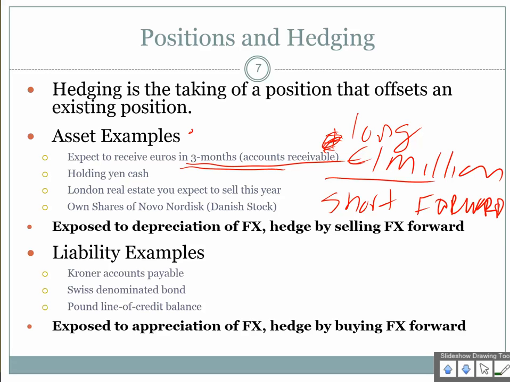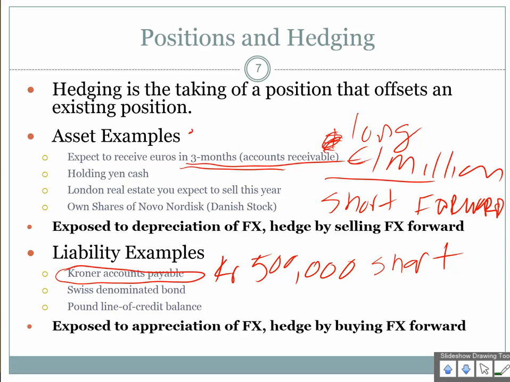Here's another example on a liability. So say we have a kroner accounts payable. Say we have to pay 500,000 kroner next period. Well, now our risk is that the kroner appreciates. If the kroner appreciates, it'll cost us more money to acquire the kroner to then deliver to, say, our vendor. So we actually have a short position in the krone, given that if it appreciates, we lose.